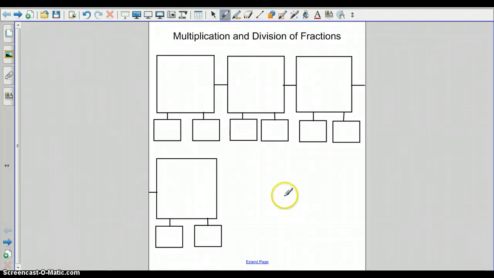So before we get started, let's get a problem to work on. So we're going to do that right here. We're going to start with multiplication and go all the way through, and then I'll show you with division. So we're going to just do 1 1/2 times 2 4/5. So write that problem down somewhere else.